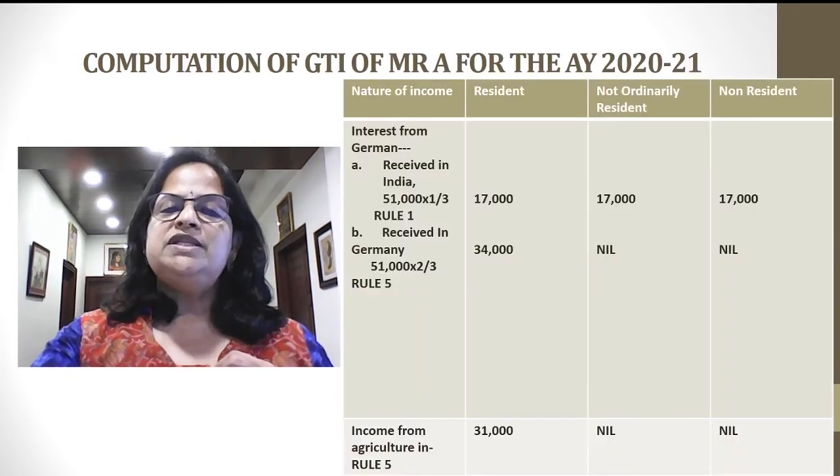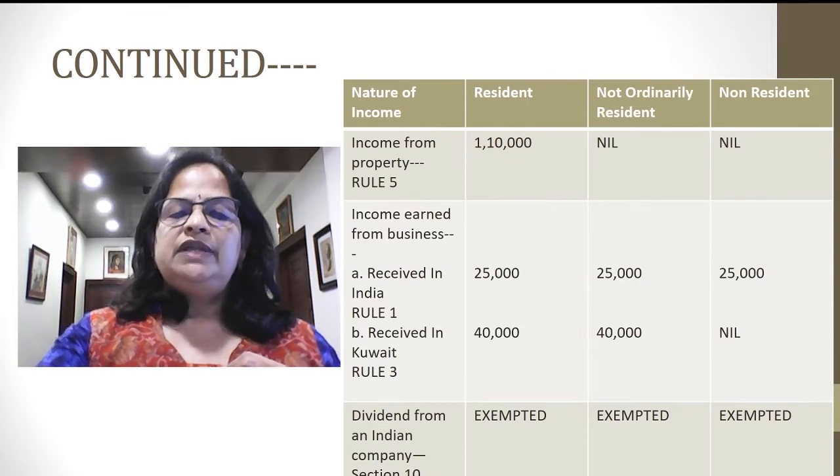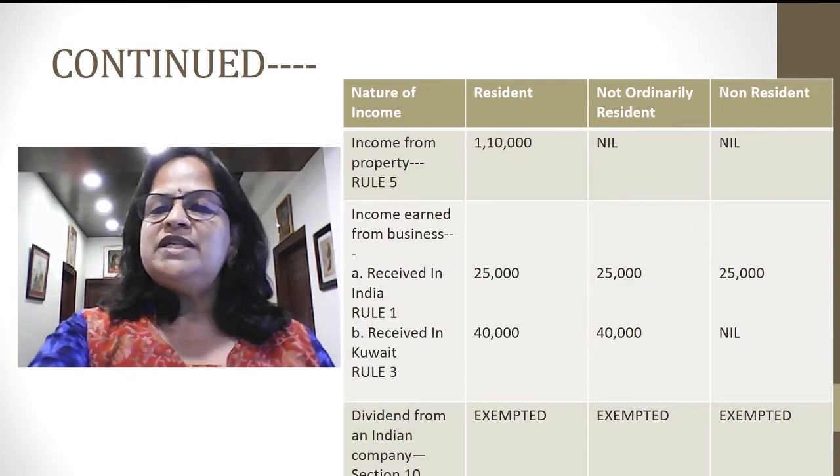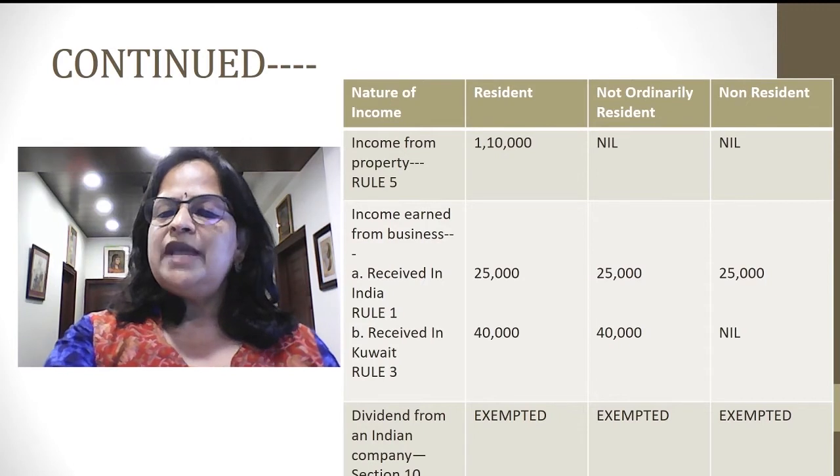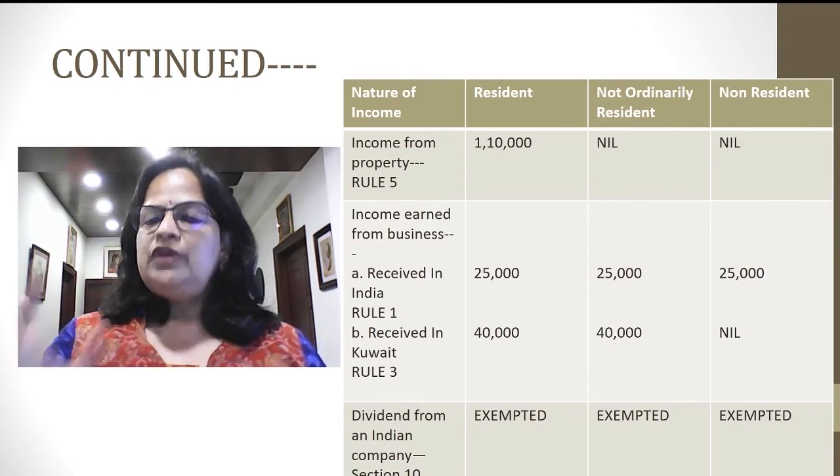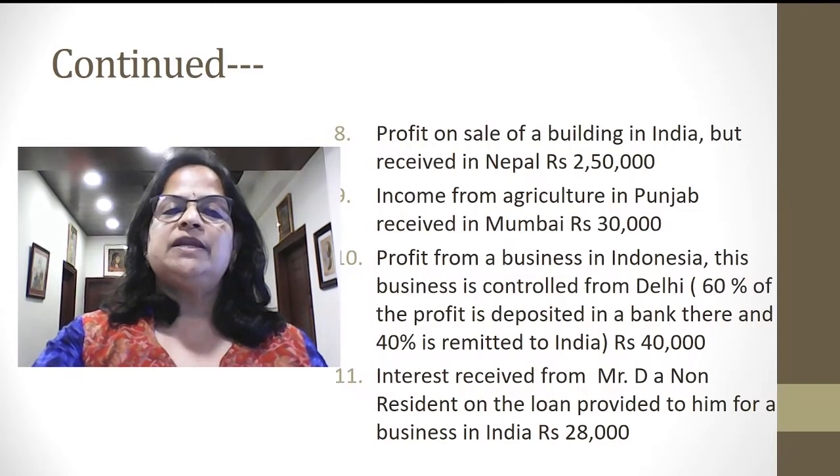So dividend from an Indian company, we are not writing nil. Please remember that we are writing exempted under section 10. You have to write exempted under section 10.